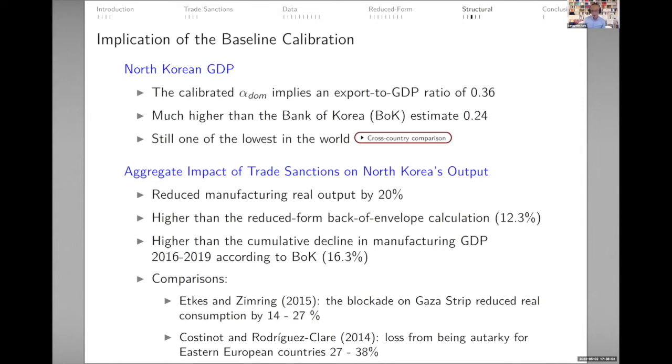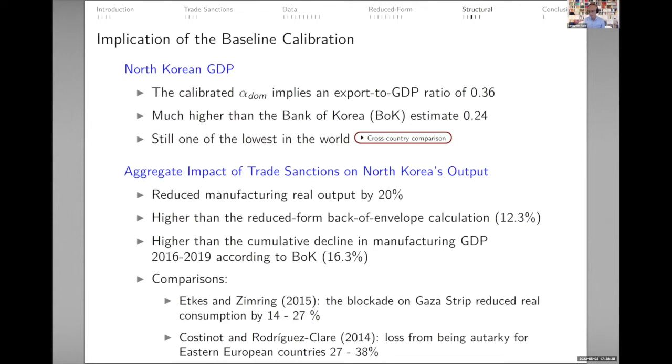This is much higher than what we find by doing a back of the envelope calculation based on the reduced form estimates. A possible explanation is that the reduced form estimates aren't capturing any general equilibrium effects and also don't take into account the spillover effects. So that might be one possible explanation why we find larger numbers here. Our estimates are slightly higher than what the BOK estimates using the cumulative decline in manufacturing GDP during that same period. We can compare our estimates to some of the other studies that have come out.